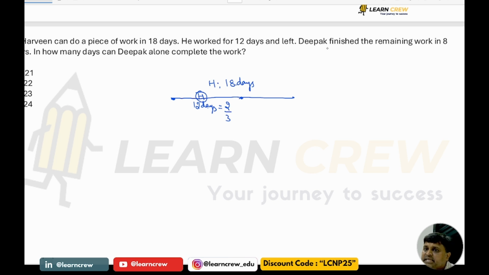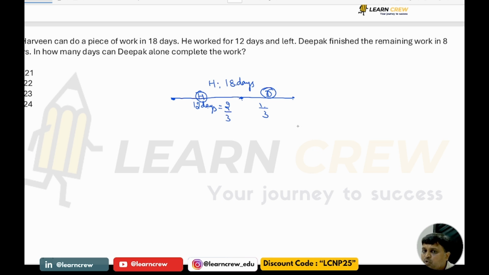The remaining is done by whom? Deepak. Remaining is how much? Remaining is 1/3. 2/3 is done by Harveen. Remaining 1/3 is done by Deepak. This remaining 1/3 is done by Deepak in how many days? 8 days.